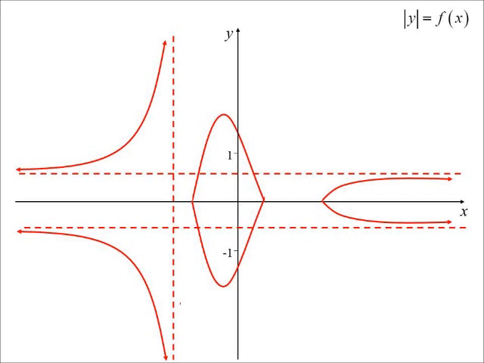So that would be absolute value of y, because what we're saying is the y values can be both positive and negative, but the function x value will only give you the positive results.